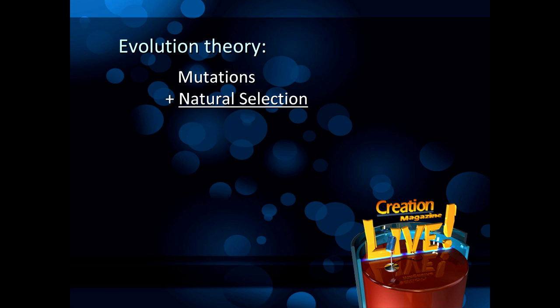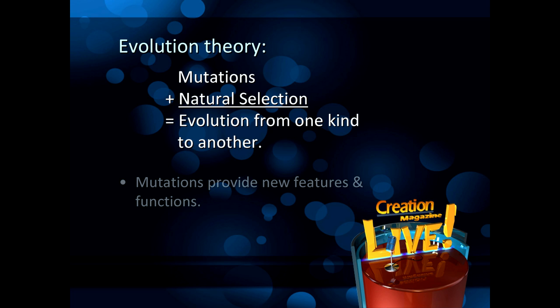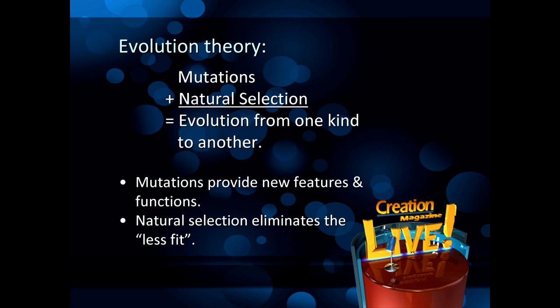So if you've got something like a lizard, you can turn it into a bird over millions of years by these new mutations that add new functions and features, and it develops feathers and all this kind of stuff. So mutations provide new features and functions, and natural selection eliminates the less fit. Evolution isn't just genetic recombination. It's not like if you take a Great Dane and a poodle and somehow get them to mate and recombine genetic information that's already there. It's new stuff. You need a process that generates new genetic information.